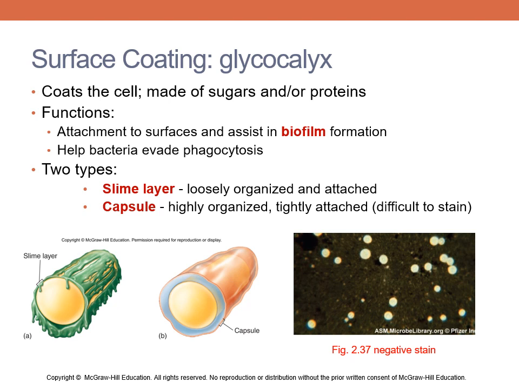The glycocalyx is outside of the cell wall, and it's made of sugars and/or proteins. The glycocalyx can be loosely attached to the cell, as in the slime layer, or tightly attached and highly organized, like in the capsule. Glycocalyx provides the bacterial cells with protection from dehydration and nutrient loss, allows bacteria to attach to surfaces, and it also aids in biofilm formation. Biofilms are structures that consist of layers of bacteria stuck together on a surface.